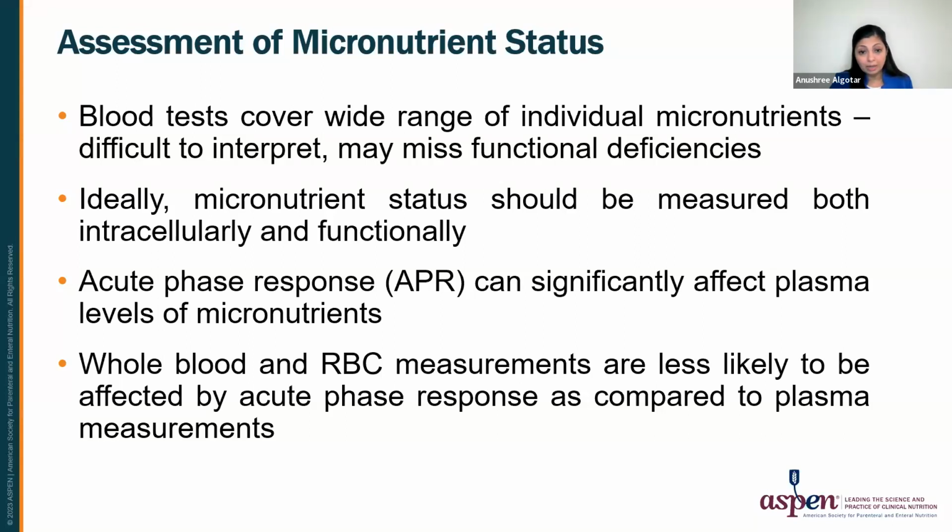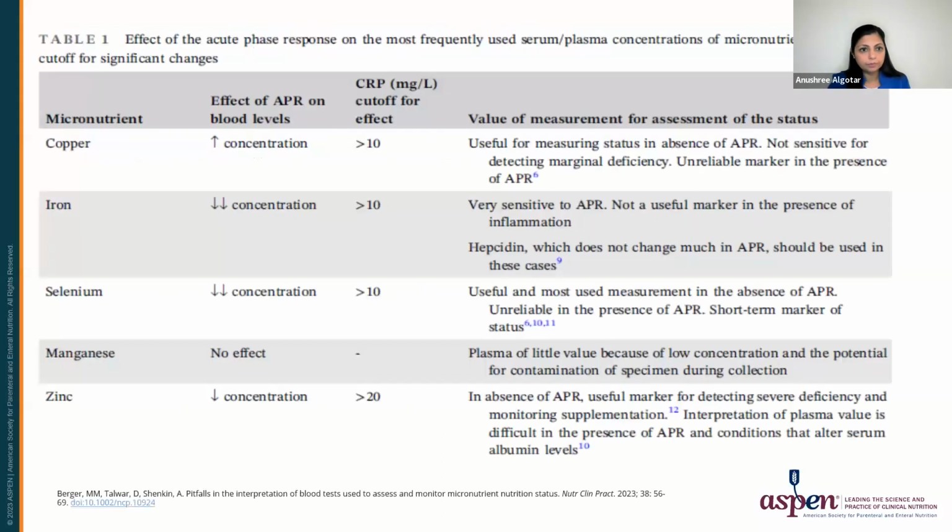Acute phase response, or APR, can significantly affect plasma levels of micronutrients. Whole blood and red blood cell measurements are less likely to be affected by this acute phase response as compared to plasma measurements, and sometimes would be a better measurement rather than just measuring the serum or plasma levels. As with visceral proteins, this acute phase response affects serum and plasma concentration as stated. It is proposed that a CRP level be measured to assess for the inflammation with the assessment of micronutrient status.